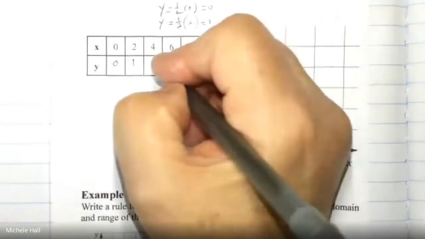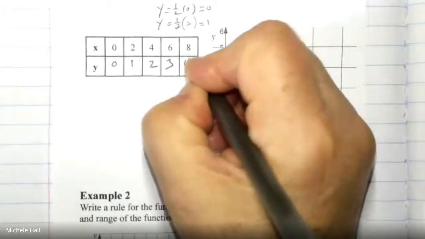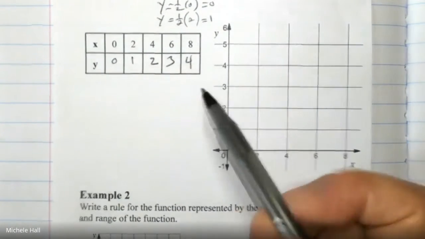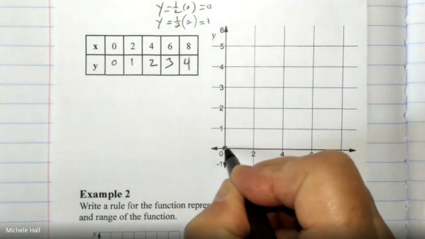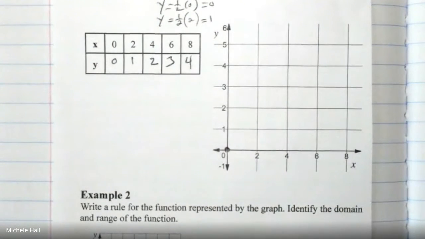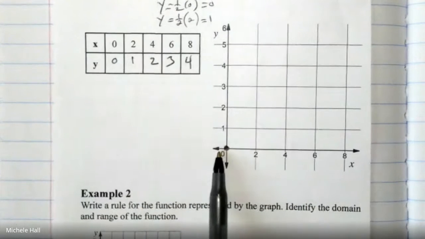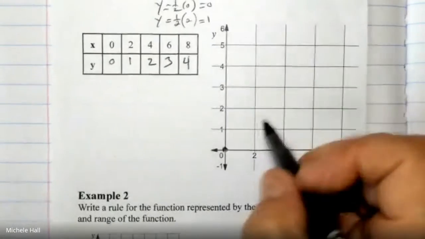Half of 4 is 2. Half of 6 is 3. Half of 8 is 4. And now we have our ordered pairs to be able to graph. We have 0, 0. That's the first ordered pair. When x is 0, y is 0. And then we have when x is 2, y is 1. So starting at 0, I go over to 2 for x, and then I go up 1 for y.